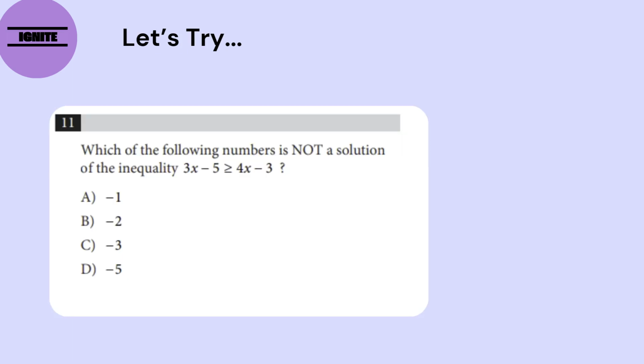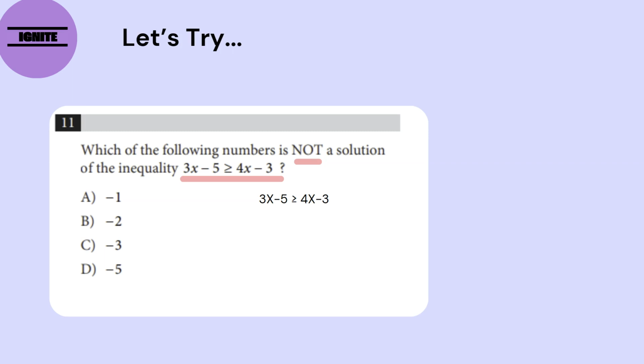Let's look at question 11. Which of the following numbers is not a solution of the inequality 3x minus 5 is greater than or equal to 4x minus 3? Now, we want to look for something that is not a solution. So let's determine which ones are solutions, right? And the way we can do that is by simplification. So let's first rewrite this.